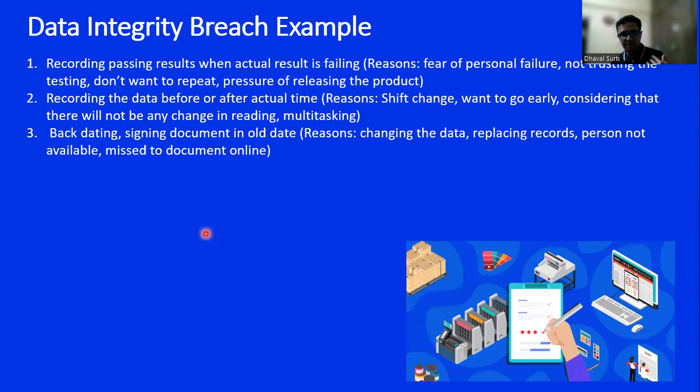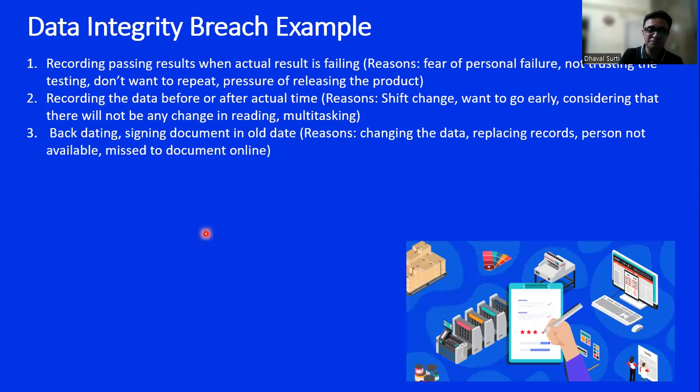So if I have done the activity maybe 3 days back, and I am writing that I have done it today, or if I have done it today and I am writing that I have done it 3 days back, then it's changing the date, or backdating or pre-dating. For example, writing the reading for tomorrow's date is also wrong. Then replacing the records: sometimes a person is not available, so we sign on behalf of that person, or that person comes the next day and signs the document in the older date. So this is also called backdating.